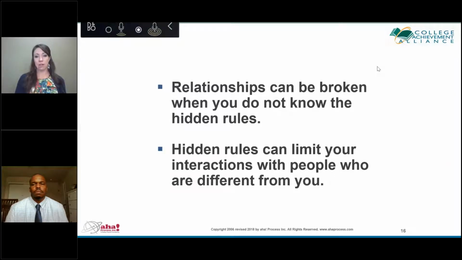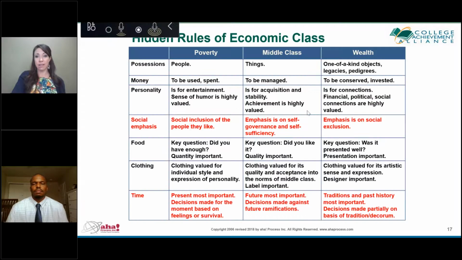We spend a lot of time on our campus educating our faculty, our staff, and our student government about the hidden rules and how they can help other students understand those hidden rules. I'm going to go ahead and let Ricky share with you the hidden rules of economic class. And then when he's finished with that, I'm going to share a little bit about some of the hidden rules that are very specific to college success.